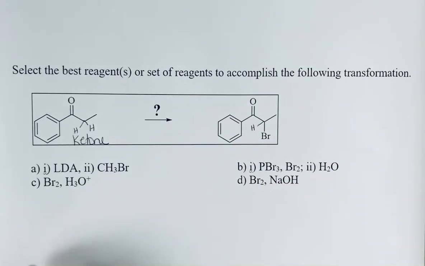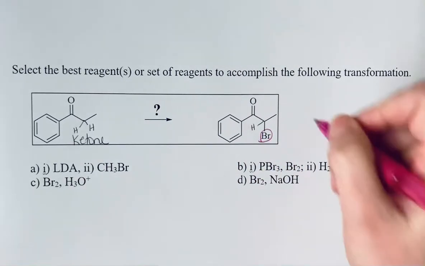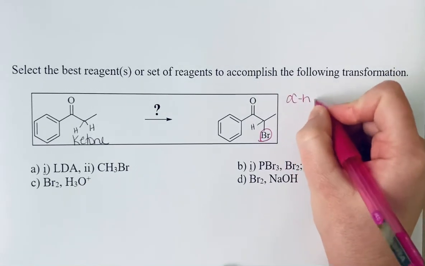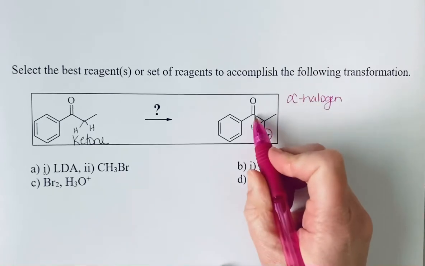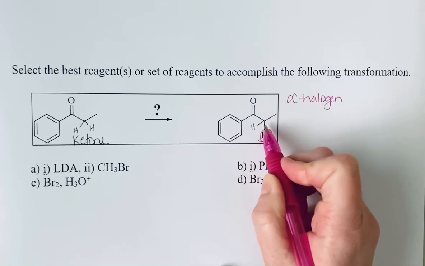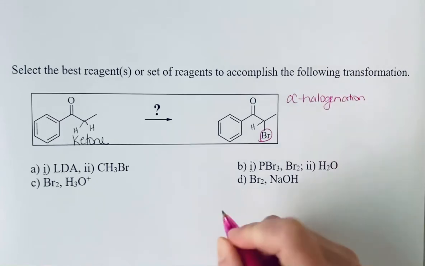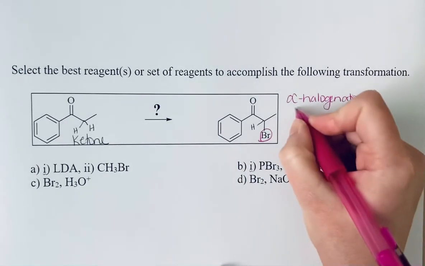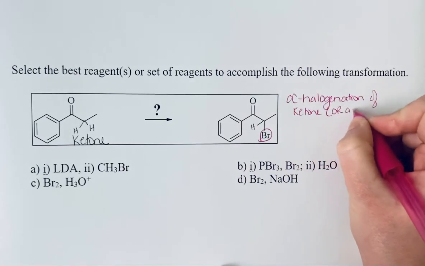We've replaced one of those with a bromine, a halogen. So what we're looking at here is an alpha halogenation reaction. So alpha referring to being the position one over from a carbonyl. So alpha halogenation, and specifically it's of a ketone. And the same conditions would also work for an aldehyde.